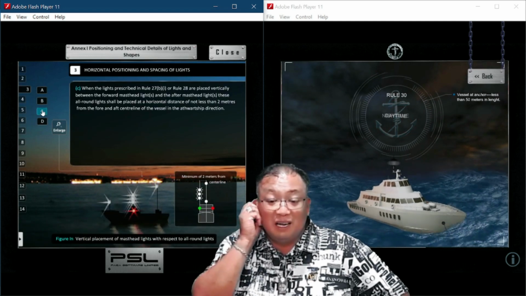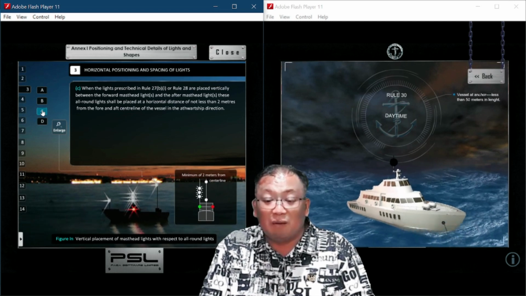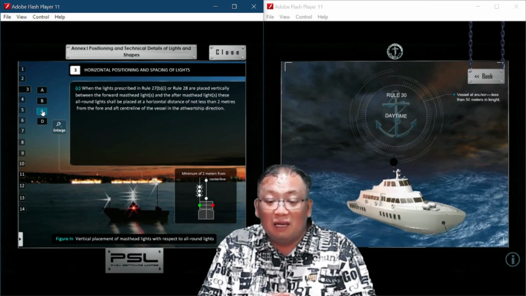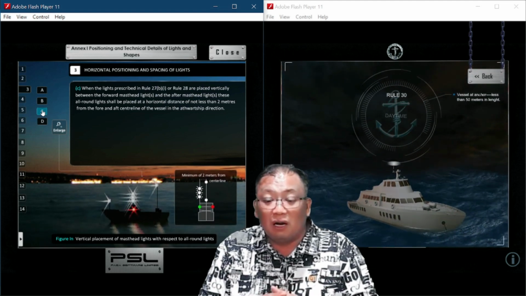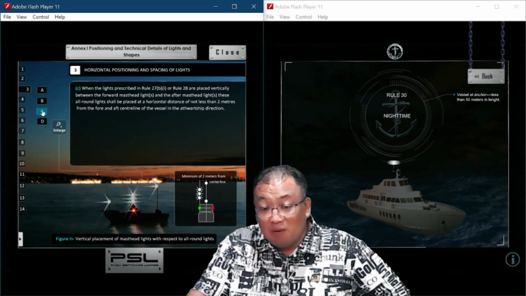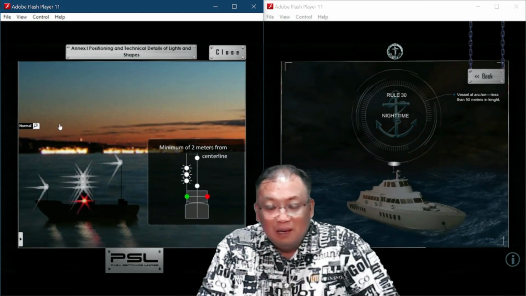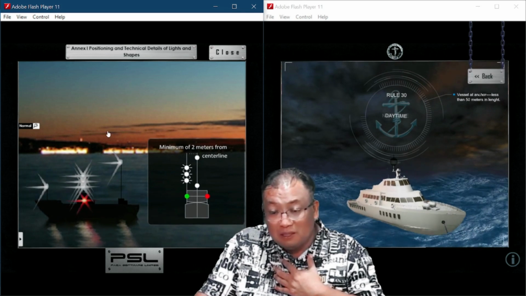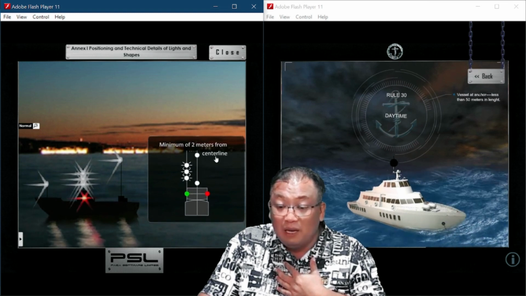Let's go with 3 Charlie. When the lights prescribed in Rule 27 Bravo 1 or Rule 28 are placed vertically between the forward masthead lights or the after masthead lights, these all-around lights shall be placed at a horizontal distance of not less than 2 meters from the fore and aft line in the athwartship direction. This time let's talk about the top view. Here we have the front view and top view. If you're carrying an all-around white light, for example the towing light, and you have the masthead light, you have at least 2 meters from the center line.